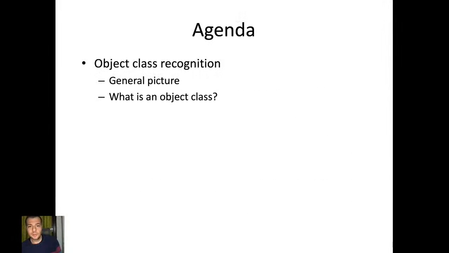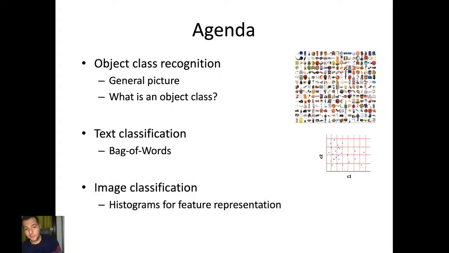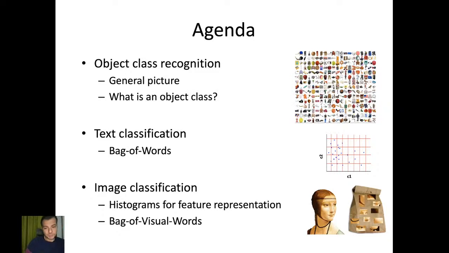Okay, perfect, thank you. So the agenda will be to discuss object class recognition and give you the bigger picture. We discuss what an object class is, and then we build our way towards the bag of visual words model, which is actually borrowed from natural language processing, where we use the bag of words. So we first introduce the bag of words, and then we go back to image processing and discuss histograms for feature representation, and then the better approach, which is to use a bag of visual words.